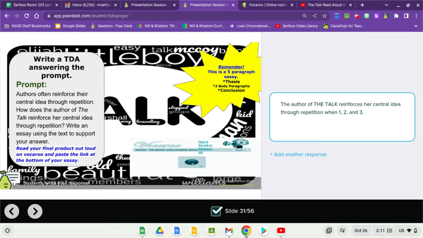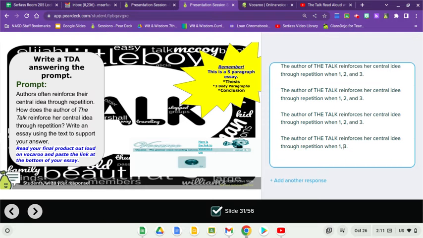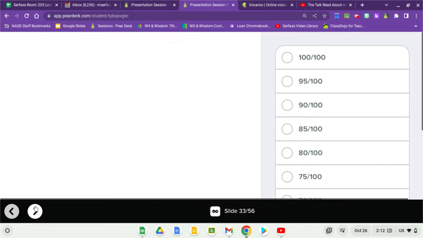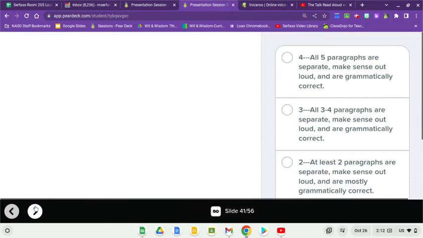Obviously, if you're writing it, you would just write that right now. If you don't have a computer, that's too bad, you've got to write it. Now, each of those body paragraphs underneath are going to be about either 1, 2, or 3. So you can copy and paste that 3 times, but each time just leave one number. When 3. When 2. When 1. Boom. Then you give yourself a grade when you're finished writing that TDA. Obviously, that won't be right away. You'll give yourself a grade on all of these slides here.